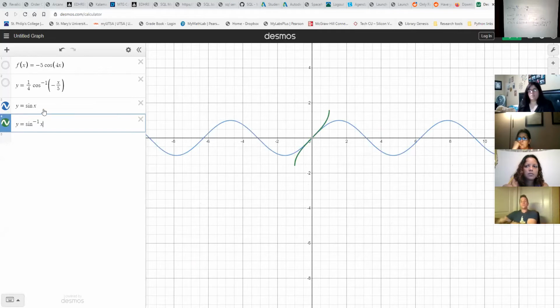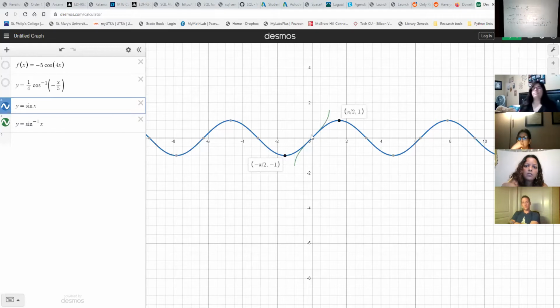So I have to restrict the original, even though the domain goes on forever. I have to cut it off here. Once I cut it here, then it passes the horizontal line test. It doesn't hit it more than once. Once that's established, that means I've created a 1-to-1 function of the sine, because back in college algebra, it had to be 1-to-1. In other words, it has to pass the horizontal line test for an inverse to exist.